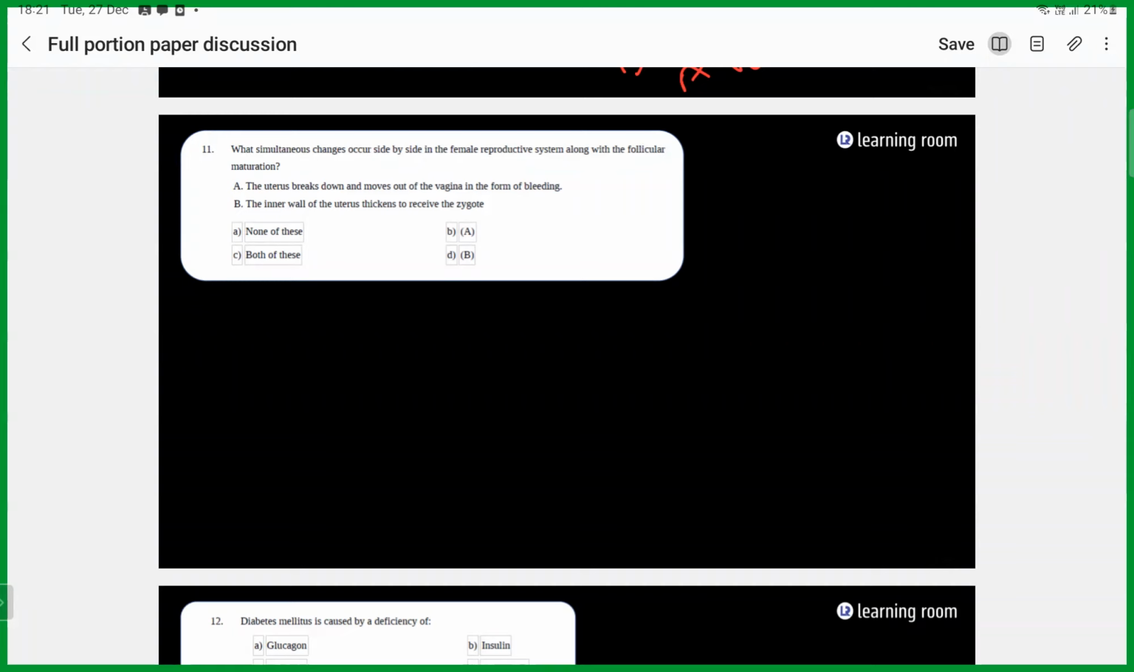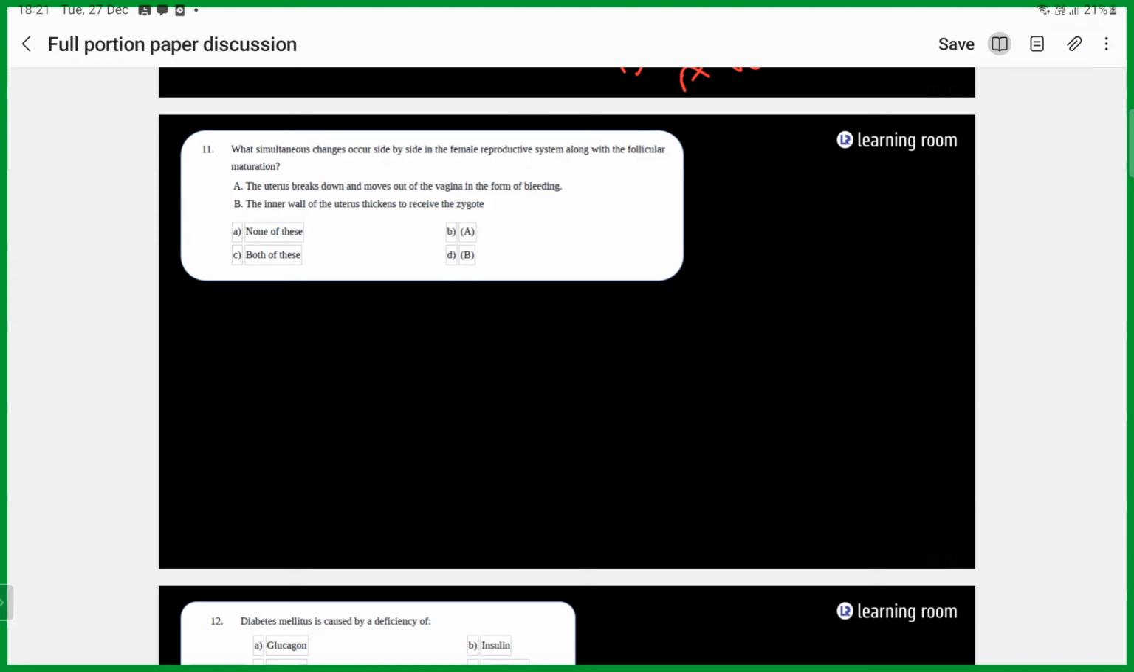The uterus breaks down and moves out of the vagina in the form of bleeding. The inner wall of the uterus thickens to receive the zygote. Which is correct, which is wrong? Both are correct or both are wrong?